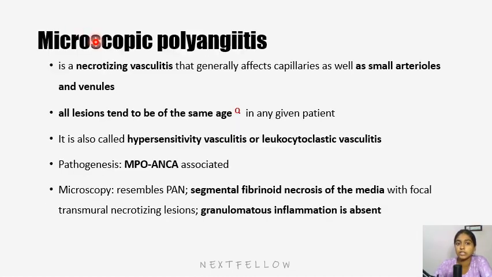Okay, next we will see the small vessel vasculitis. First is microscopic polyangiitis. It's a necrotizing vasculitis which affects the small vessels. Here all lesions will tend to be of the same age in a given patient, and it is also called hypersensitivity vasculitis or leukocytoclastic vasculitis. And this is found to be MPO ANCA associated, and the microscopic finding will resemble PAN. However, there will be segmental fibrinoid necrosis of the media with focal transmural necrotizing lesions. Granulomatous lesions will be absent in microscopic polyangiitis.